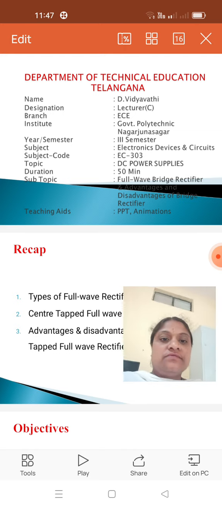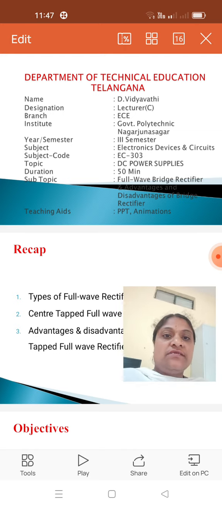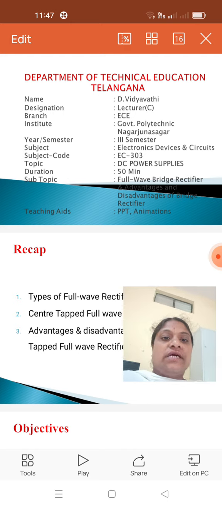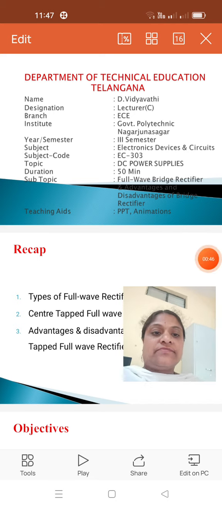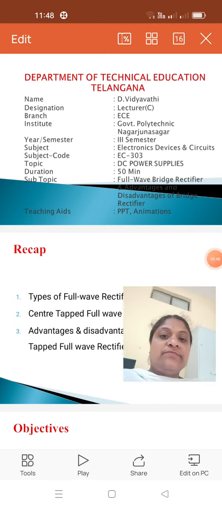Good morning. Today our new class is full wave bridge rectifier and advantages and disadvantages of bridge rectifier. These two topics are discussed one by one now. Next, recap of this presentation.